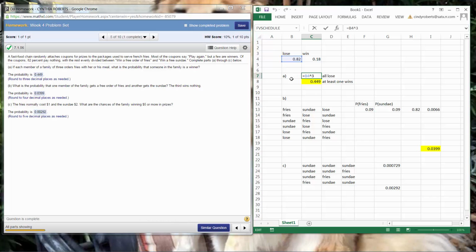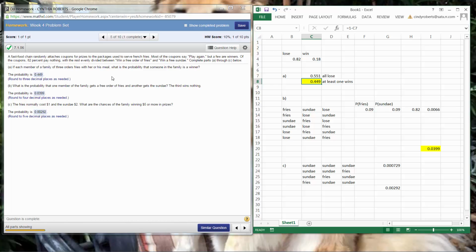Well, what I did is I found the probability that they all lose, and then I used the complement. The probability that at least one wins is 1 minus the probability they all lose. Well, if there's 3 of them, then it would be lose times lose times lose. So 0.82 times 0.82 times 0.82, or I said 0.82 to the third power, which is the same thing. So then the probability that at least someone's going to win would be 1 minus the probability they all lose. So 1 minus that 0.551, and that's where you see I get this. All right, the next one.